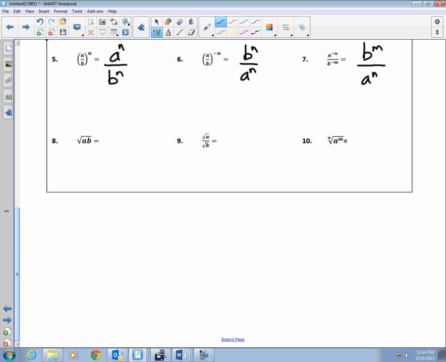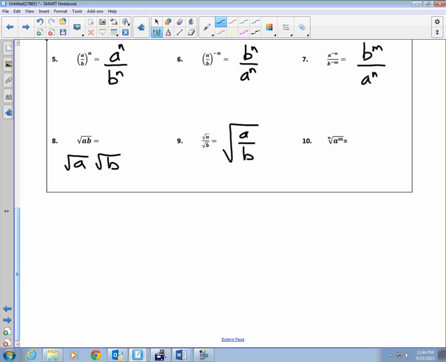How about if you have a radical of two things multiplied? Can you separate that? Very good. Two square roots that are divided, you could write them as one square root. A over b.